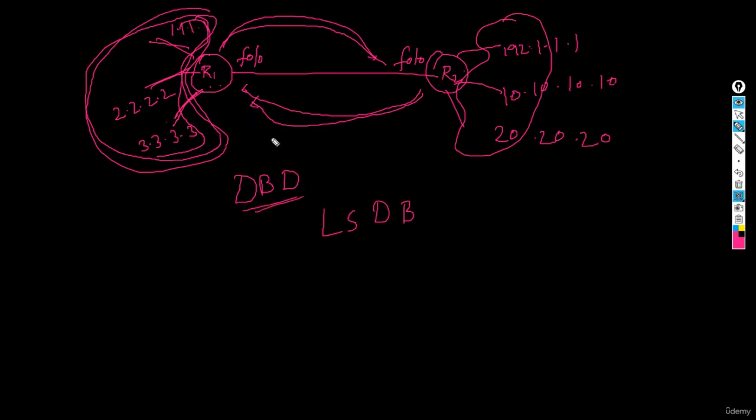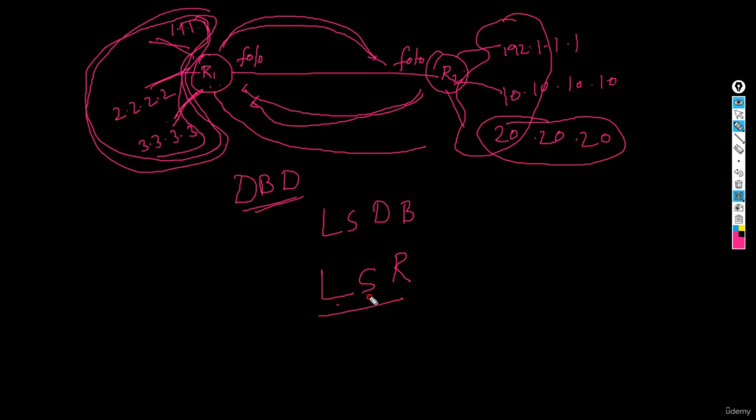After that, for example, R1 does not have the information of 20.20.20. So what will R1 do? He will send another packet, that is LSR, link state request. So R1 will say, R2, can you give me the details of 20.20.20, because I don't have this information in my database. That packet is LSR. Then this guy will reply and give that information, that is LSU, link state update. And then this guy receives that, he will acknowledge.